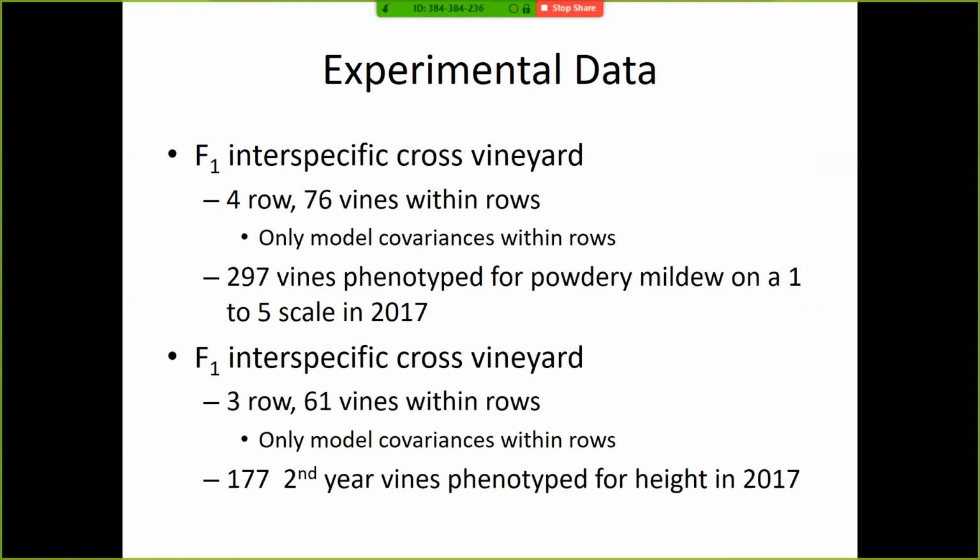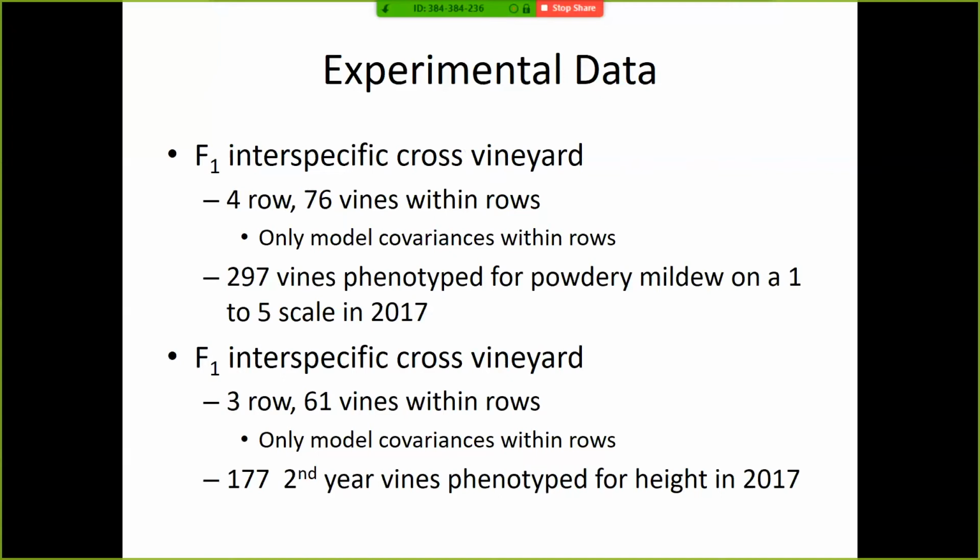So I have 2 more data sets. In this case, I do not have genetic data, so I'm just looking at how well the covariance matrices fit the data. Again, they're both F1 interspecific crosses. The first one has 4 rows, 76 vines per row. Again, only modeling covariances within rows.